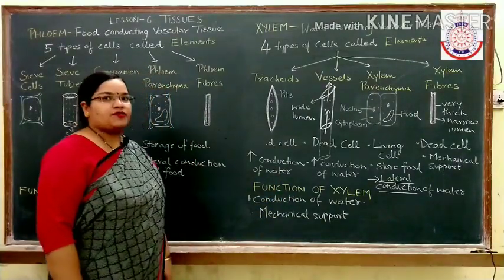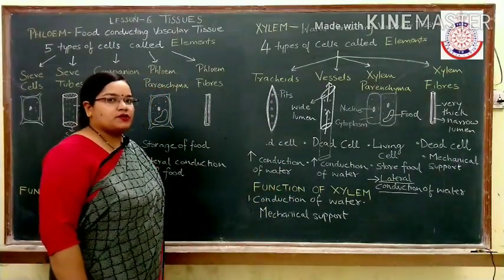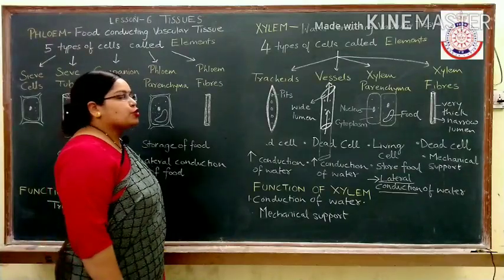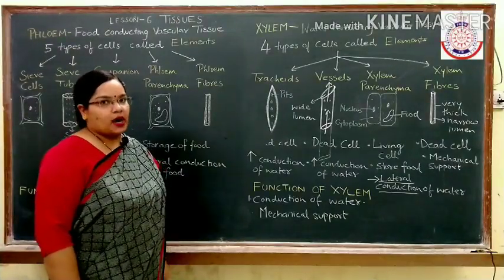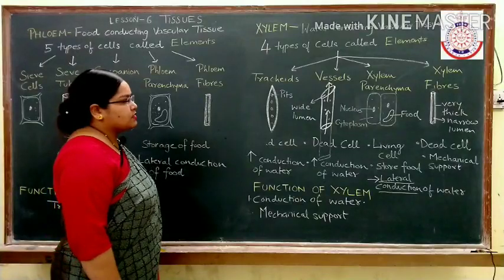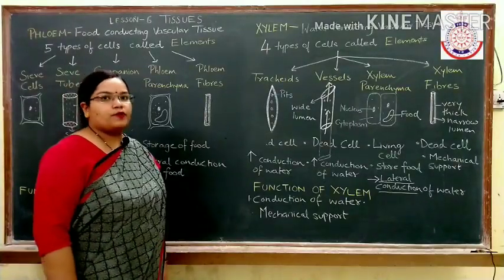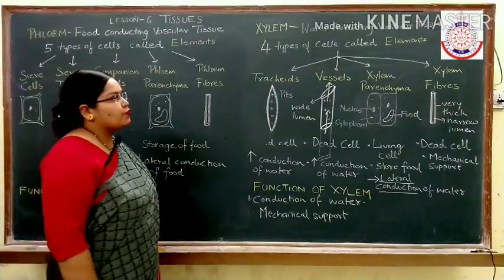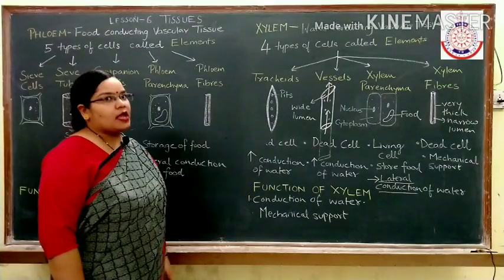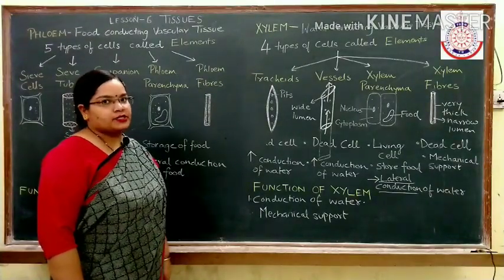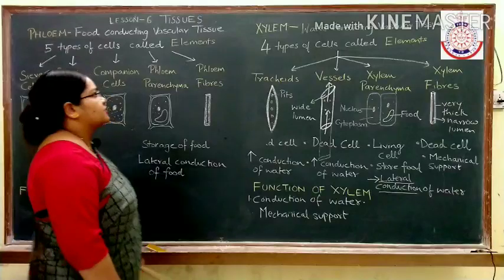And what is the main function of xylem? It helps in the transport of water and minerals absorbed by the roots to each and every part of the plant, and it helps only in the upward movement of water. So movement of water takes place through xylem and moves only in one direction, that is, in the upward direction.